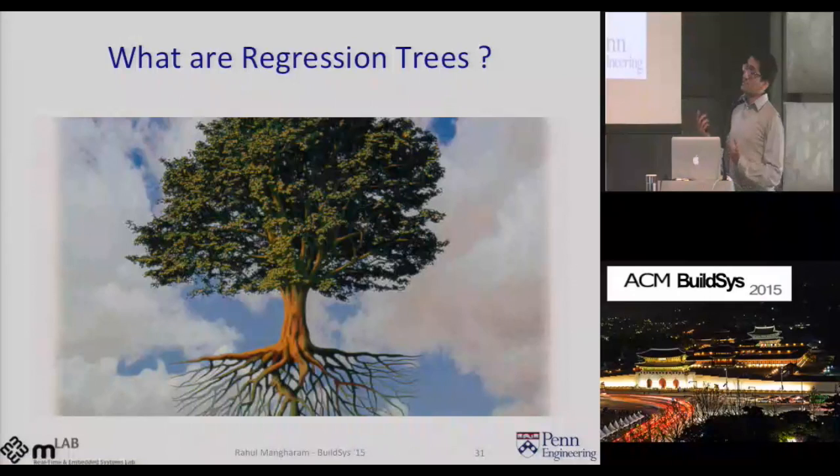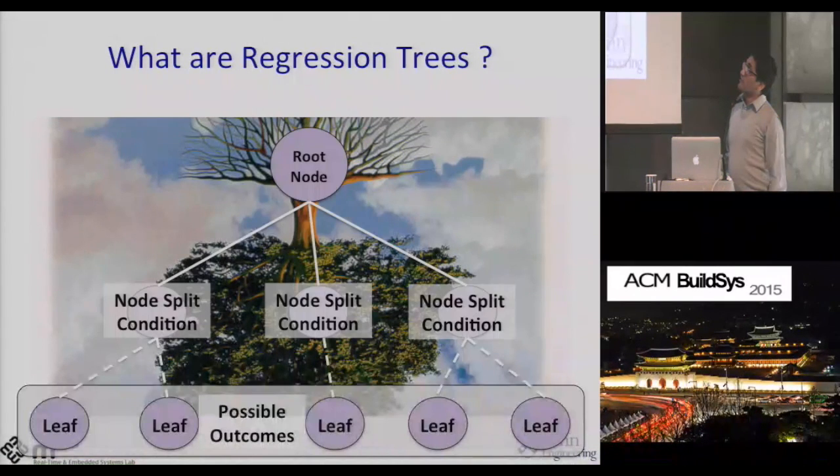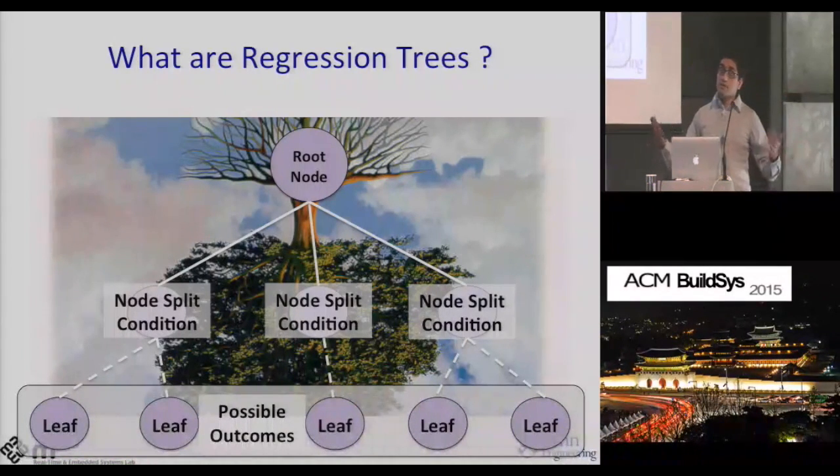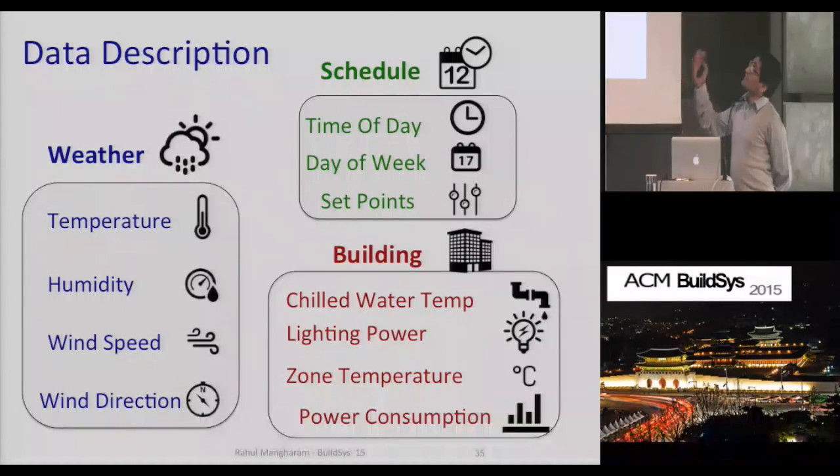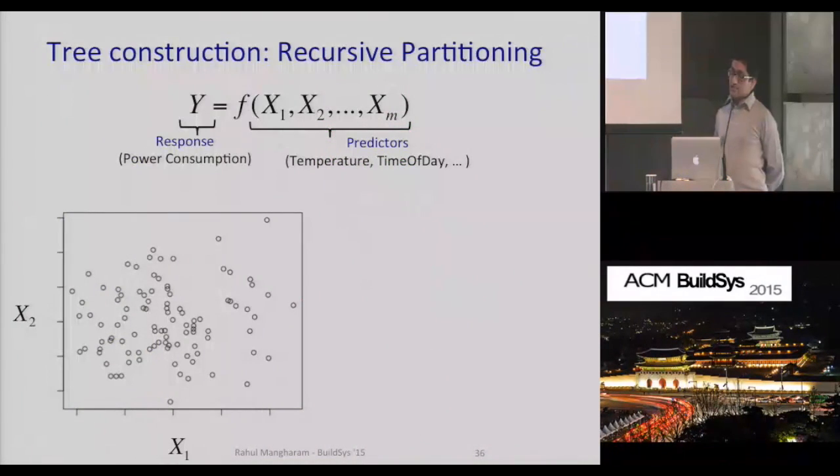A regression tree is essentially like a tree, but flipped, where you have different node conditions for classifying what you're observing until you come to possible outcomes. So we are basically classifying how this building is behaving based on historic behavior. And at the leaves, we're going to do something very interesting. We start with a lot of data on weather, schedule, and building operations. Essentially, our response variable is power consumption, which is a function of all these predictor variables.